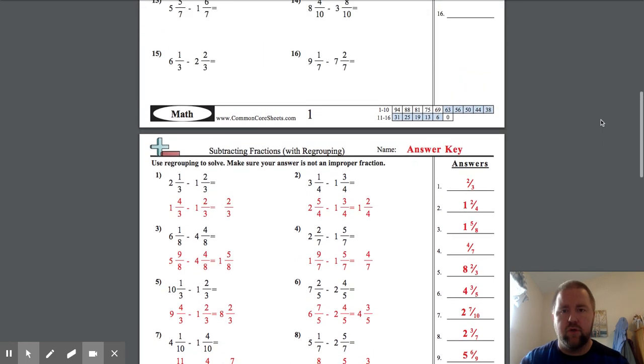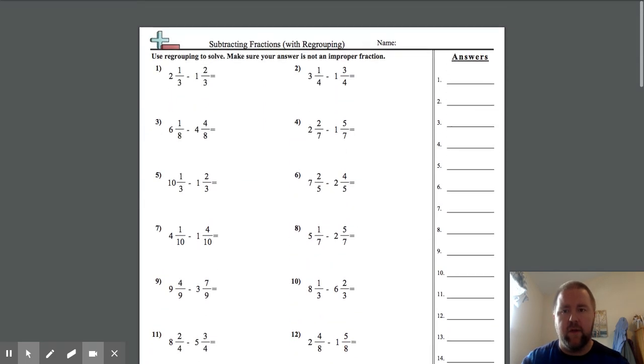I'm going to scroll up here and show you step by step how this problem needs to be done. I know they're all going to be different, but this is just an example. First step, we need to find a common denominator anytime we're adding or subtracting. When we look at these two fractions, we've got a 3 here and a 3 here as well, so that's okay. Now we need to try to subtract.